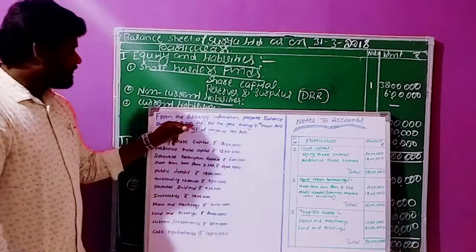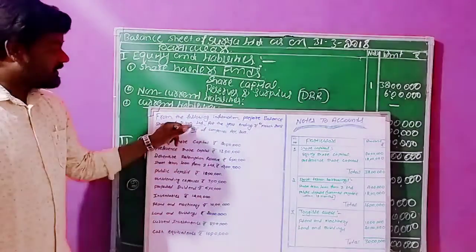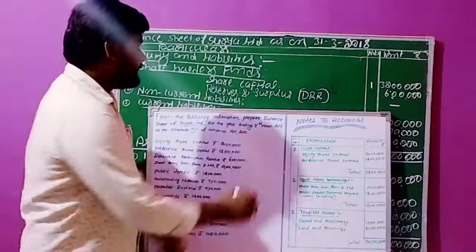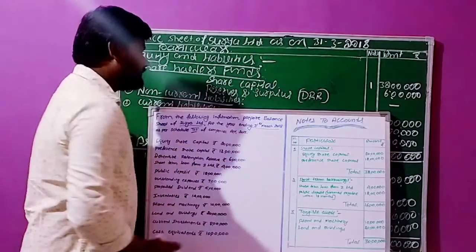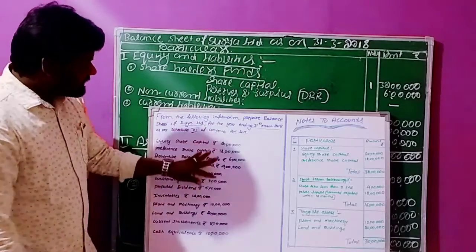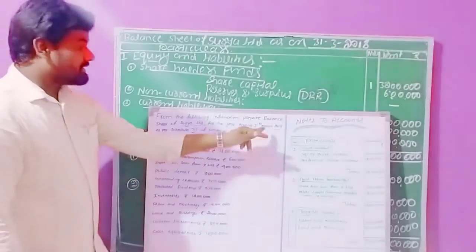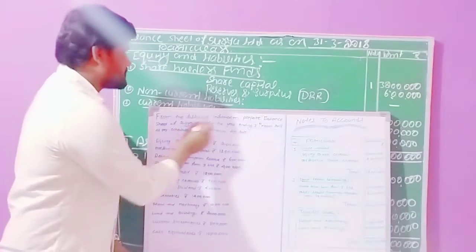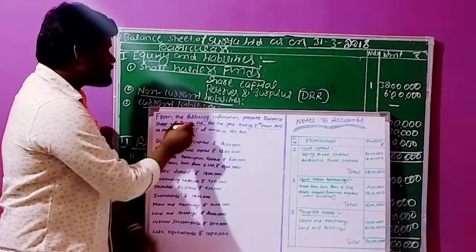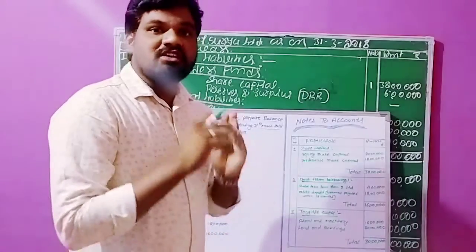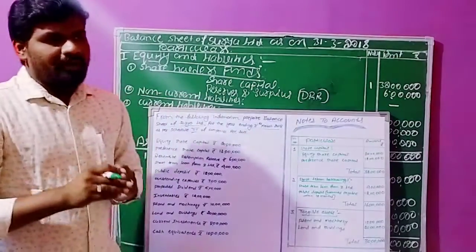This is the name of the company. In this company, they are giving some information, right? That information is for the year ending 31st March 2018. So all this is information regarding the 2018 year. On this date we need to prepare the balance sheet of Surya Limited. This balance sheet we need to prepare as per Schedule 3 of the Companies Act 2013.